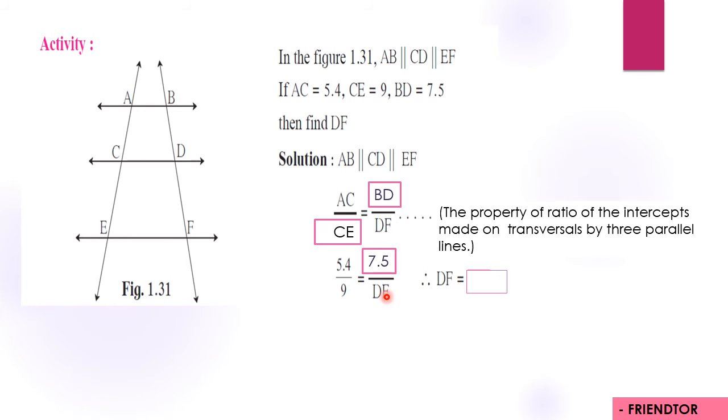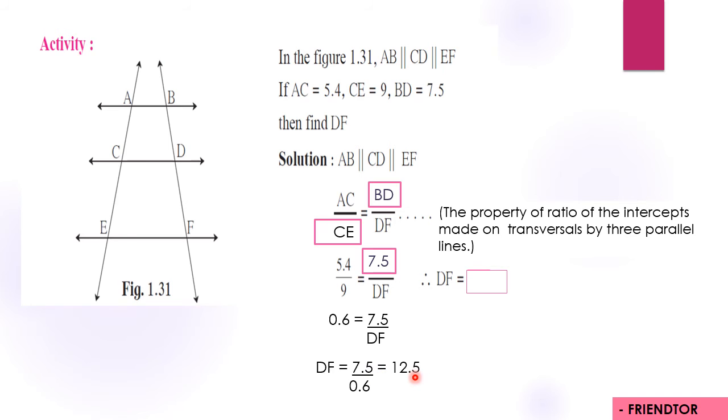Okay. So the next step would be, now 5.4 upon 9 is 0.6, because 9 sixes are 54. Remember? But now we need a decimal point. From the left you put one decimal point, so that would be 0.6. Okay. So 0.6 is equal to 7.5 upon DF. Next step would be DF is equal to 7.5 upon 0.6. So DF went this side and 0.6 came this side. So DF is equal to 7.5 upon 0.6, and that is the same as 12.5.